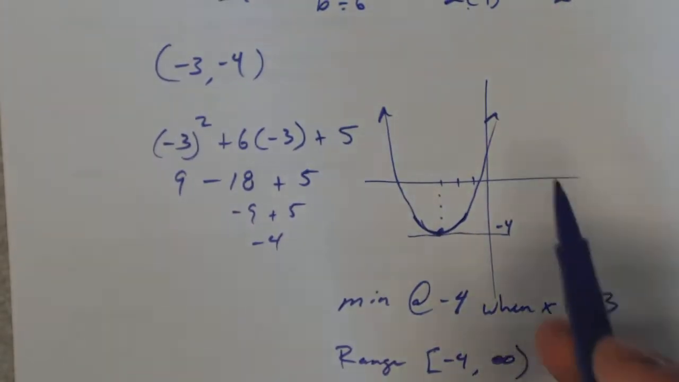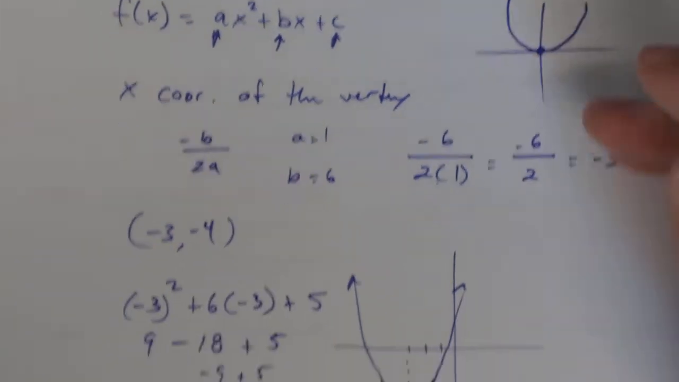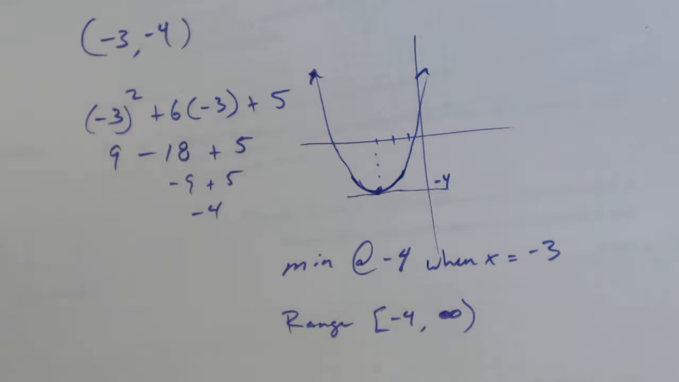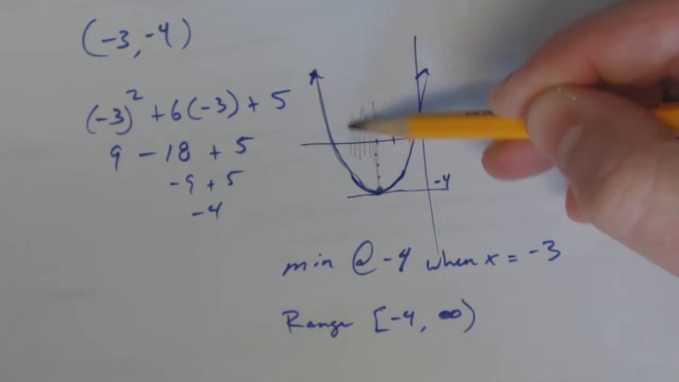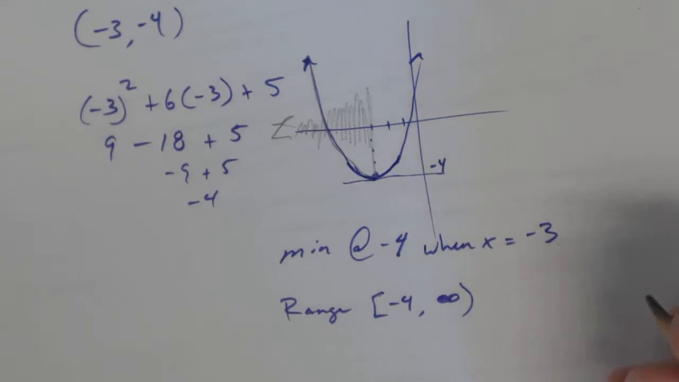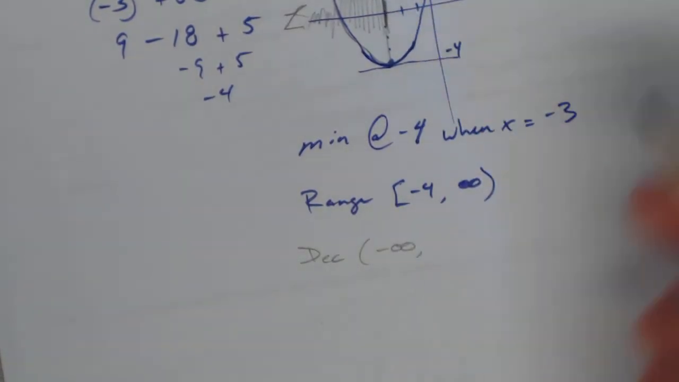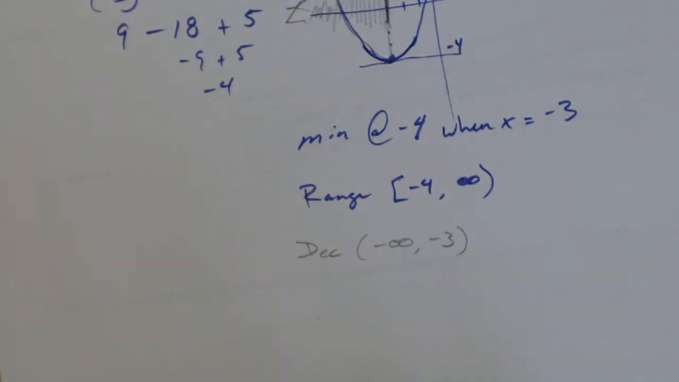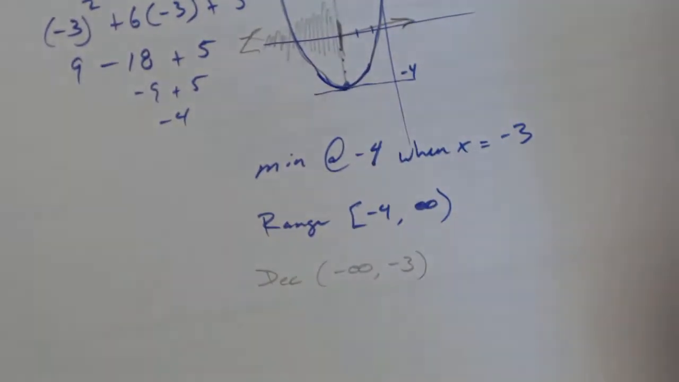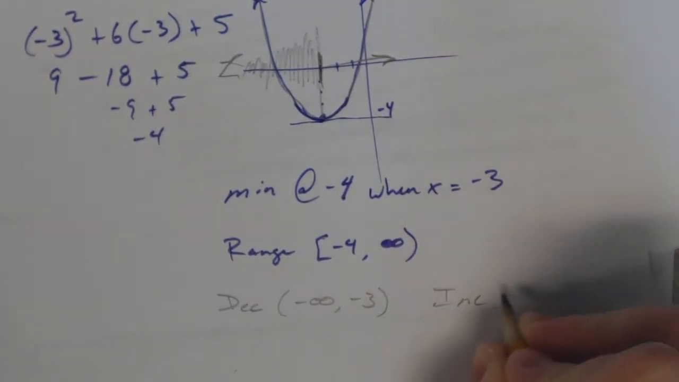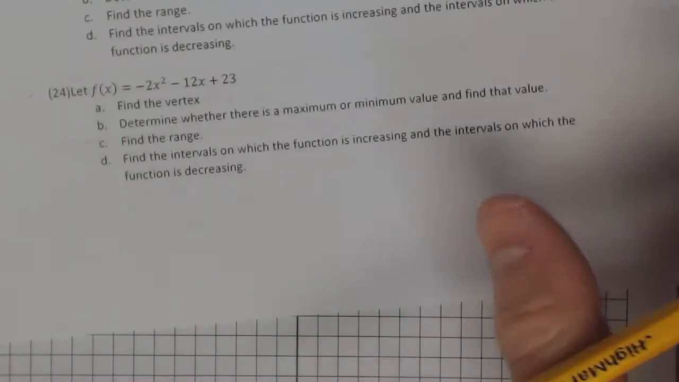All right, the next part says find the intervals on which the function is increasing and the intervals on which the function is decreasing. So you move left to right. If I trace this, it is going down until I hit this spot right here. So this interval is decreasing, from negative infinity to, what's this value here? Negative 3. We use a parenthesis for that. Then if I keep on tracing it, it's increasing from here to the right. So it's increasing from negative 3 to infinity. There are my intervals of increasing and decreasing for number 22.